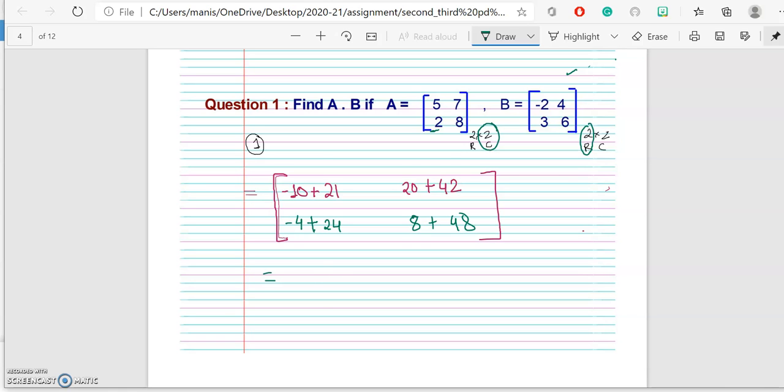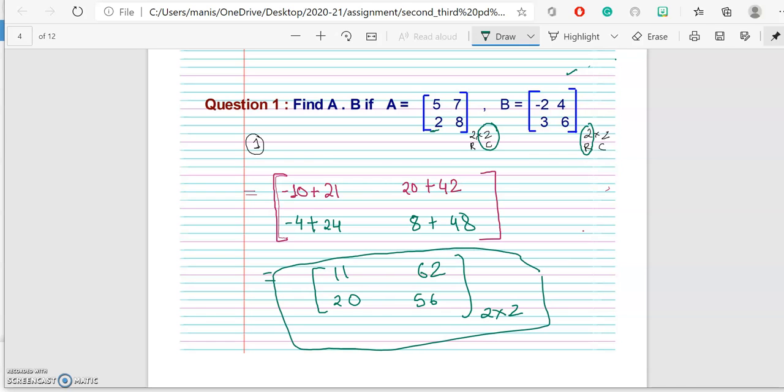After this I will simplify. This gives me 11, this gives me 62, this gives me 20, this gives me 56, and the order of this matrix is 2 by 2, and this is my answer over here.